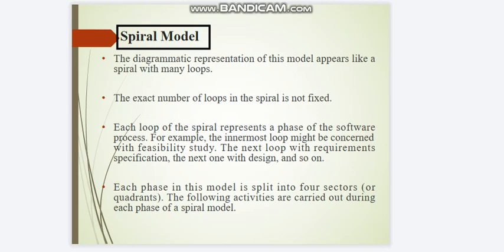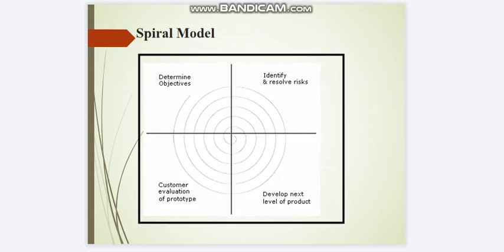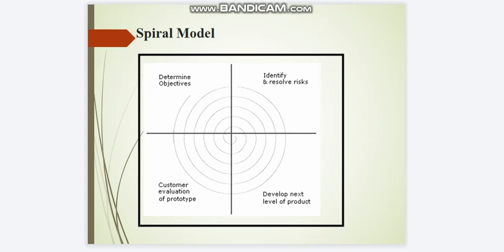Each phase in this model is split into 4 sectors. The following activities are carried out during each phase of the spiral model. Here we can see the diagrammatic representation of the spiral model: determine objectives, identify and resolve risk, customer evaluation of prototype, develop next level of product.